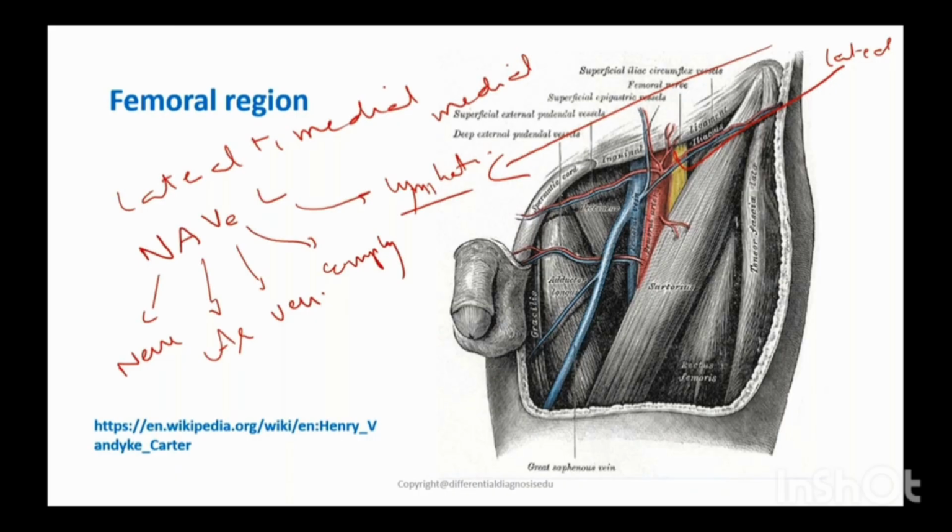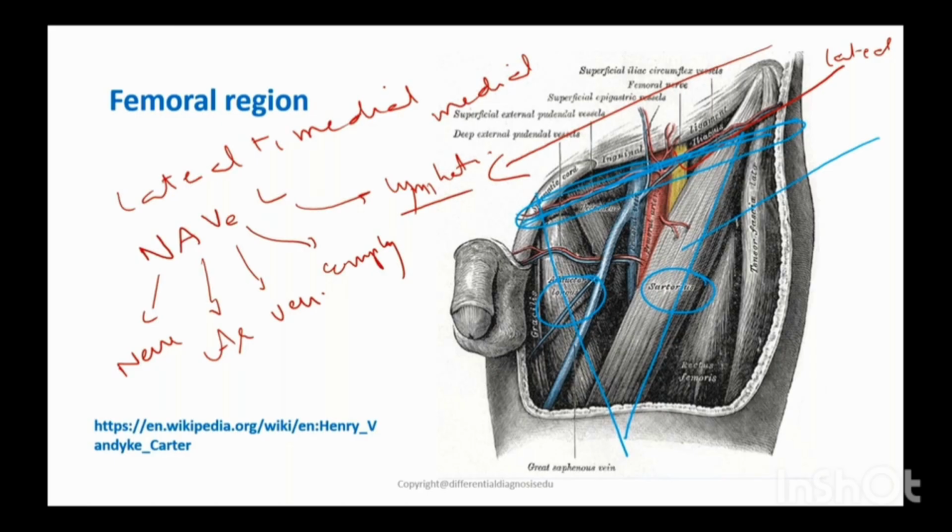Just a quick review of this mnemonic in the femoral region. So we have this femoral triangle. On the lateral side, this is the sartorius muscle. Medial side, this is the adductor longus muscle. Superiorly, the inguinal ligament. And if we look at the content of this femoral triangle from lateral to medial side, this is the lateral side, this is the medial side.